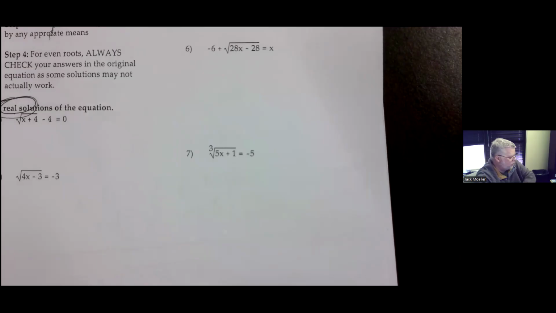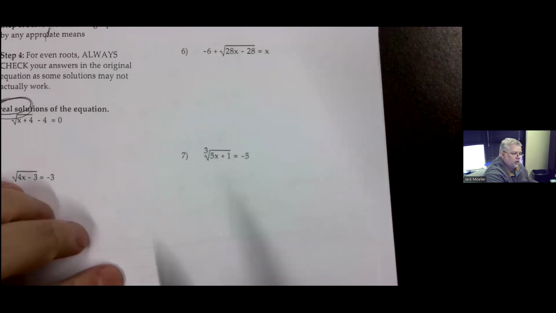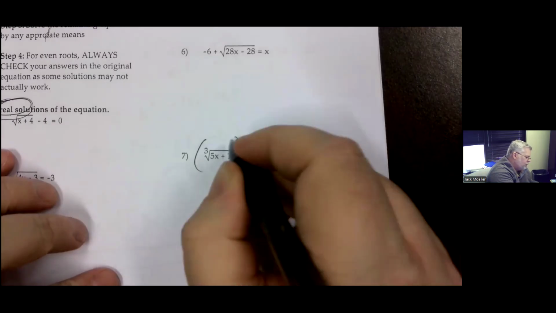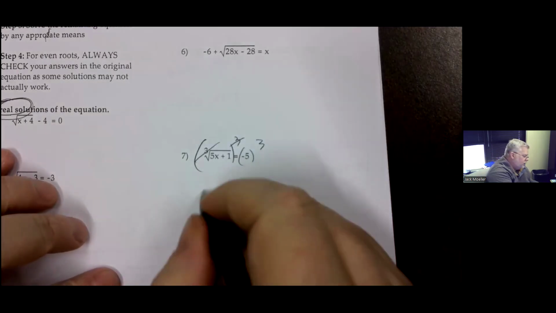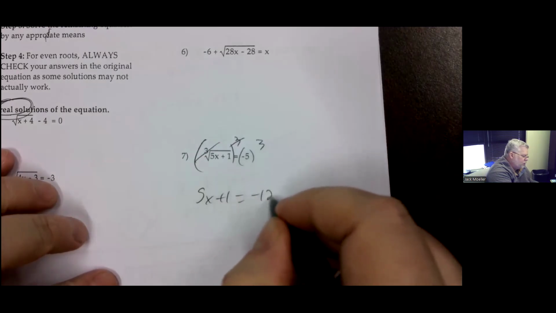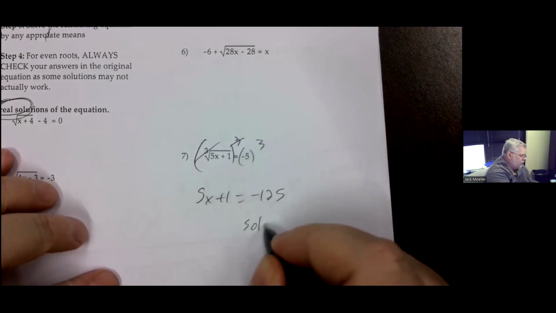Now there's not one like this in the homework, but just to talk through it, what would be the first step in number 7? The cube root of 5x plus 1 equals -5. What's the opposite of cube root? It'd be cubing something. The cube root and cube would cancel. So you'd have 5x plus 1 equals -5 cubed, which is -125. And then from there, you just solve.